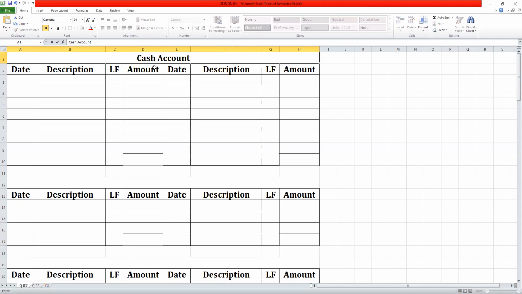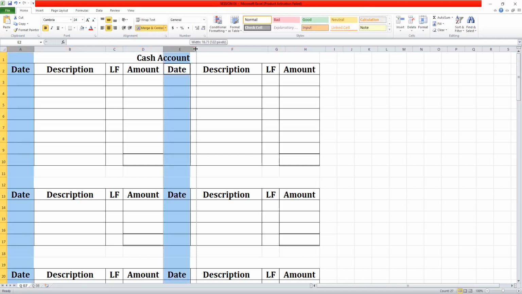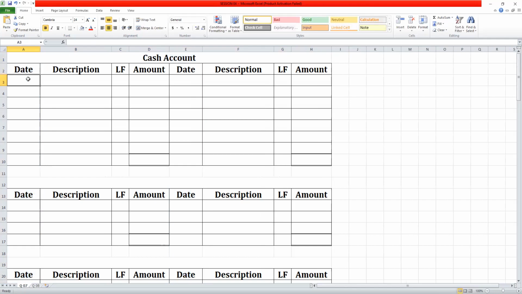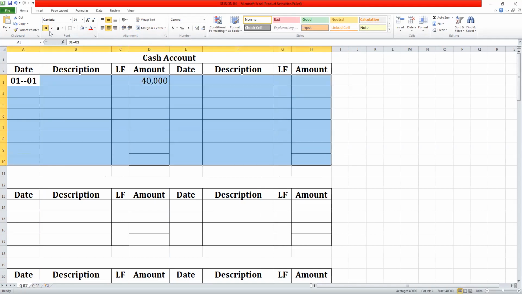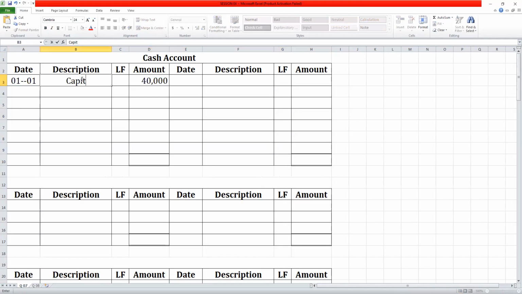Okay, so I have separated a considerable amount for cash because there are a number of cash transactions. Now look what I'm going to do. The date is 1st of January. On 1st of January, the owner has invested 40,000 valued cash as capital.